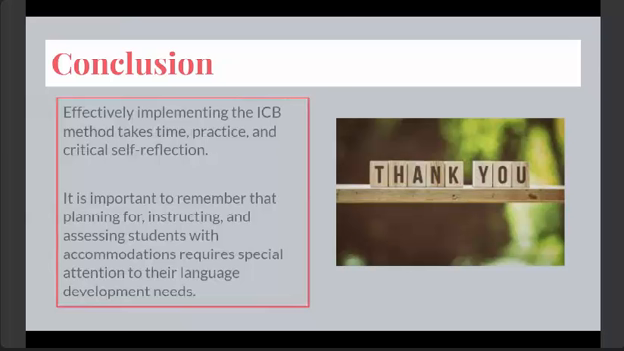In conclusion, effectively implementing content-based instruction takes time, practice, and self-reflection. It is important to remember that planning for, instructing, and assessing students with accommodation require special attention to their language development needs. Implementing content-based instruction sounds like it could take a lot of time, but in reality, many teachers already use these strategies in their classrooms.